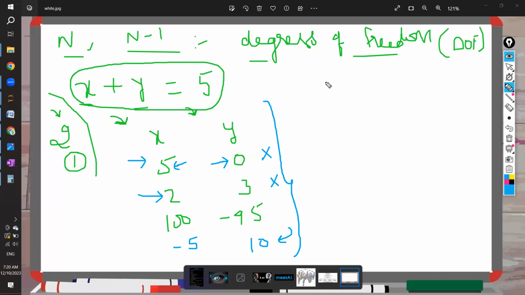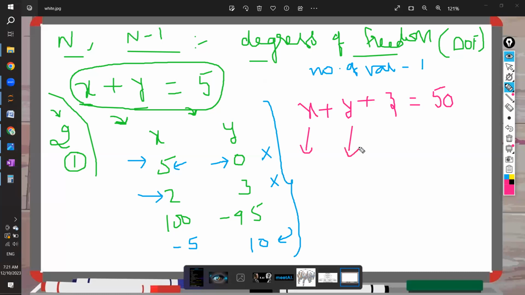And if I extend this example, the degrees of freedom will always be number of variables minus 1. Let's try to understand. Let's say we have x plus y plus z equal to 50. Now here you take whatever values you want for x, no issues. You take whatever value you want for y, no issues. But once you fix some values of x and y, you don't have freedom to choose the value of z. It should automatically take that value which will satisfy the equation. Agree? Getting?